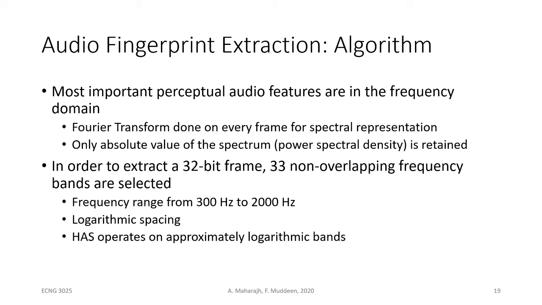In extracting a 32-bit frame, 33 non-overlapping frequency bands are going to be selected, where the frequency range is going to be from 300 Hz to 2000 Hz, and they're going to be logarithmically spaced. The reason for this is that the human auditory system, or the HAS, operates on approximately logarithmic bands. So we basically model this HAS system to match our extraction system here.